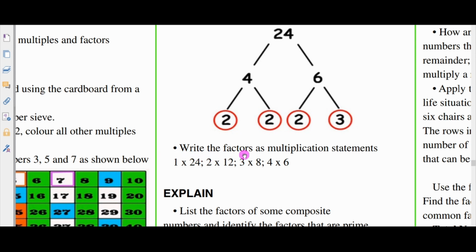It says here, write the factors as a multiplication statement. So 1 times 24 would give you 24. 2 times 12 would give you 24. 3 times 8 would give you 24, and 4 times 6 would give you 24. So those are possible multiplication statements, right? But these are the prime factors. And eventually we'll get to exponents, and there's a special way of treating these when we have 2 more than once, how we are going to treat it, and so on.